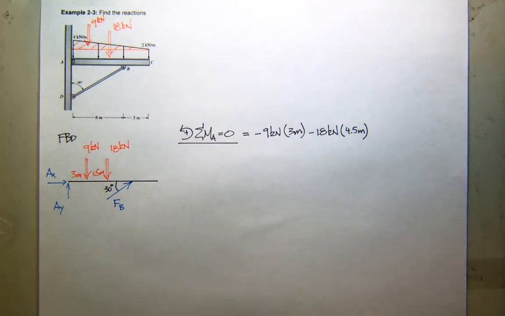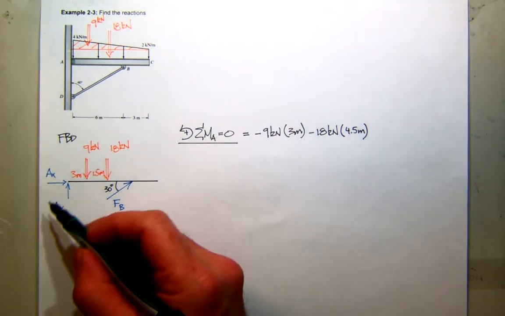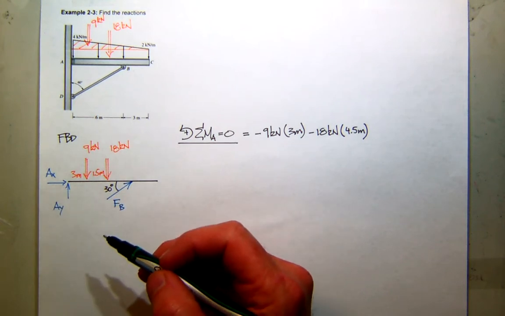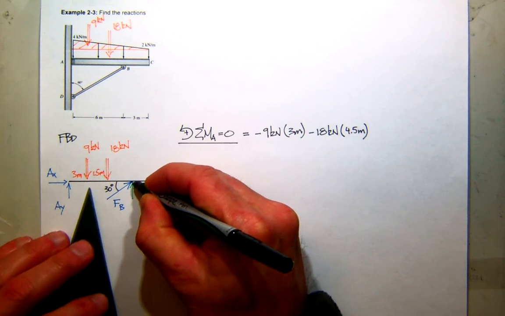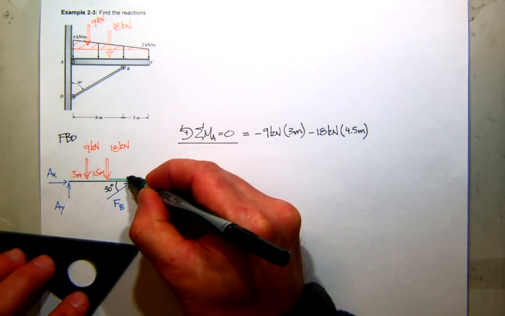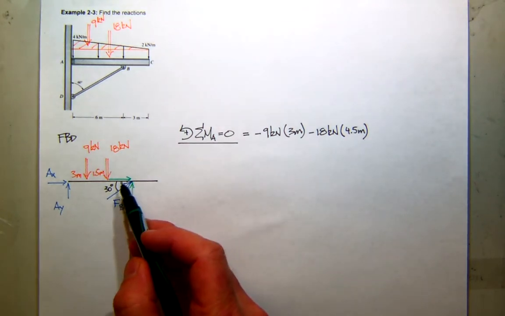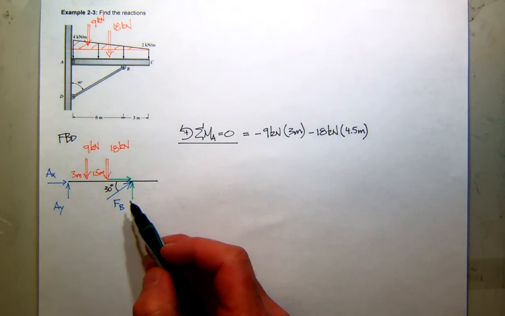What else creates moment about A? Now, so I can take FB. You could project it along its line of action and try to find that perpendicular distance, but that's tricky. So what I suggest you do is look at it in component form. There's going to be a vertical component, and there's going to be a horizontal component. The horizontal component passes through A, so it doesn't create any moment. So all I need is the vertical component.